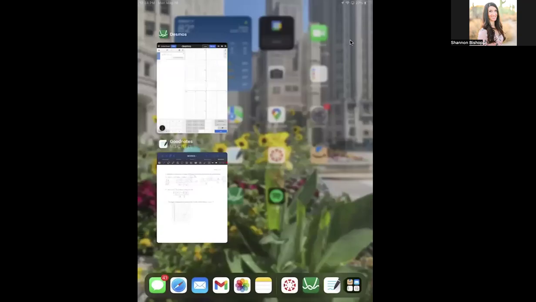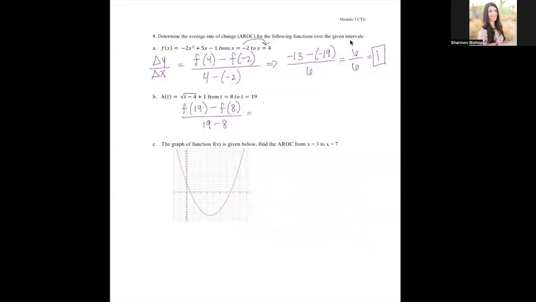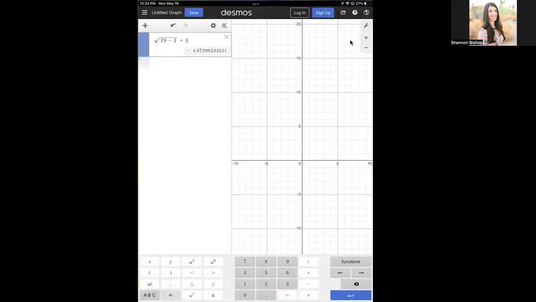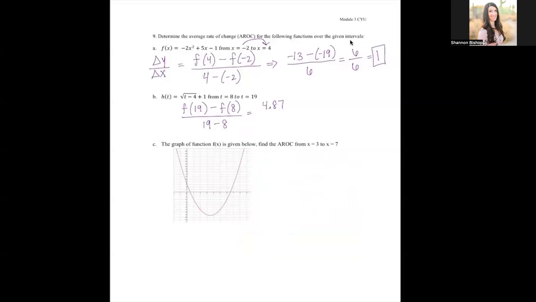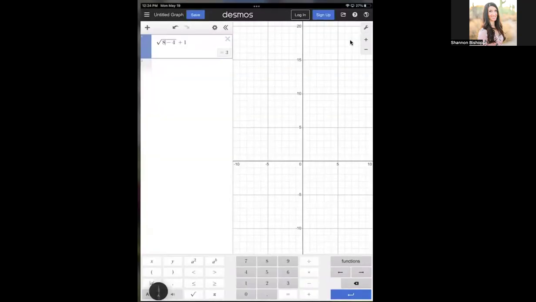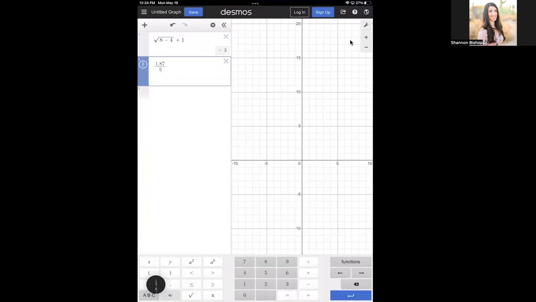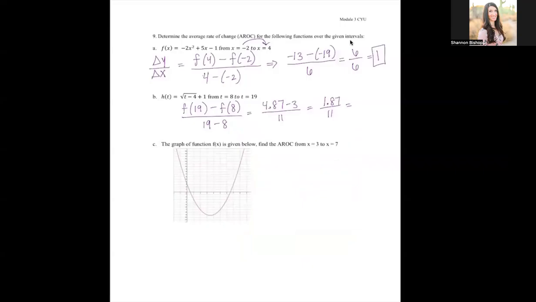We'll just round that. 4.87. And then the same function value at 8. So the input value of 8 is 3. So 4.87 minus 3 all over 19 minus 8, like we said before, was 11. So 4.87 minus 3 is 1.87 divided by 11. And we can get an approximation for that. 1.87 divided by 11 is 0.17. So the AROC for this one is 0.17. Okay, done and done.